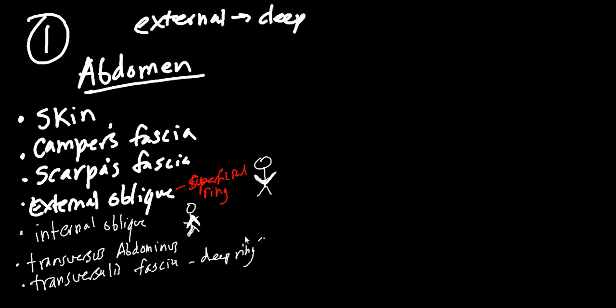Okay, so the main points are your transversalis fascia is going to be your deep ring, while your external oblique is the superficial ring, and lastly, you have your peritoneum. The peritoneum is going to be touching your organs. So if you have peritonitis, it's that inside layer, the most inner layer. Okay, so these are the layers of the abdomen, going from external to deep.